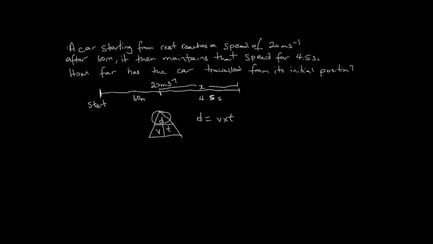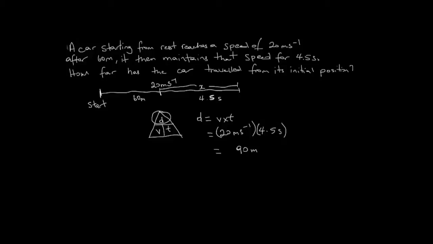So that gives us speed 20 meters per second and time 4.5 seconds. So put our bracket, 4.5 seconds, and that works out to be 90 meters. But the question asks us for the total distance from the initial point.